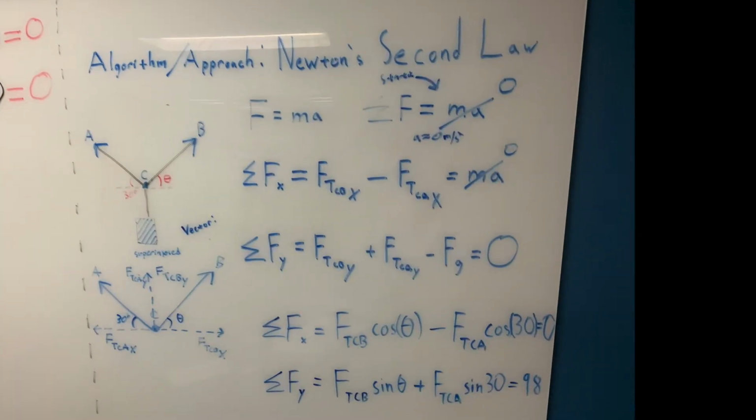We can solve the problem by utilizing Newton's second law, which states that acceleration is directly proportional to force and inversely proportional to the mass of a system. This statement can be represented by the equation F equals ma. Because we are trying to reach equilibrium, acceleration will equal 0, therefore the sum of all the forces acting on the system will equal 0.